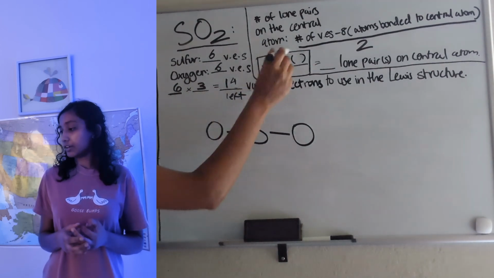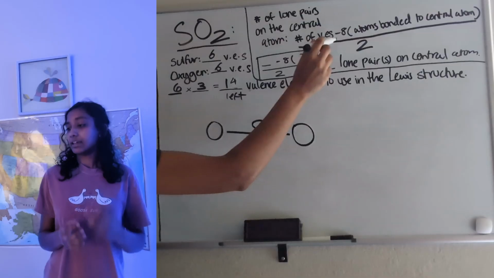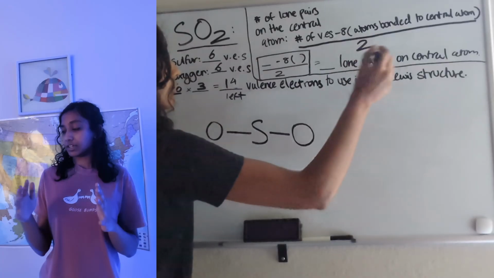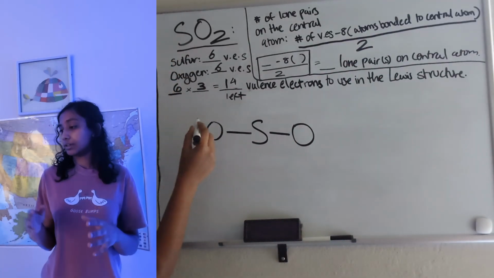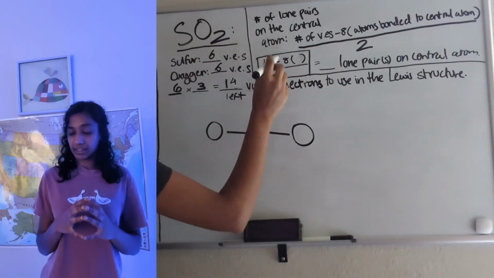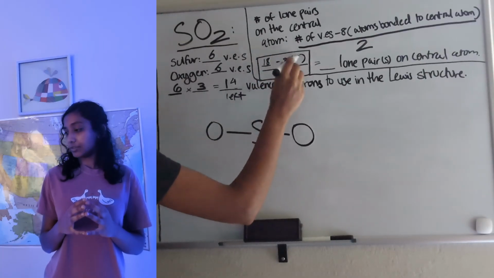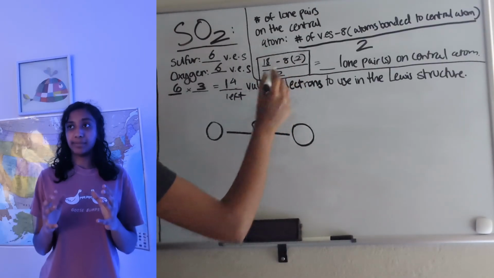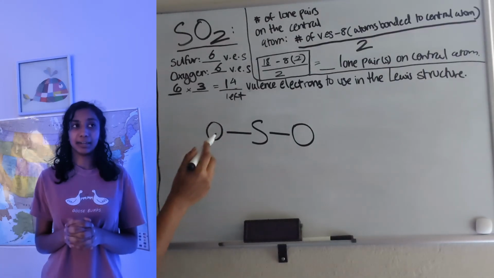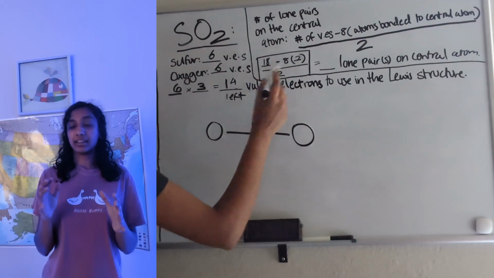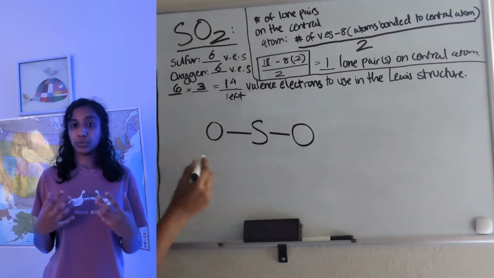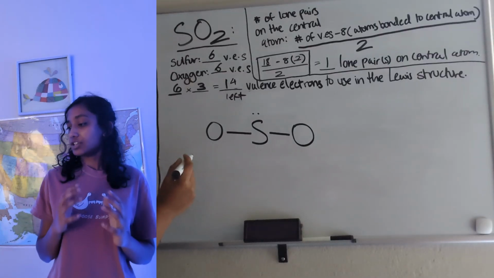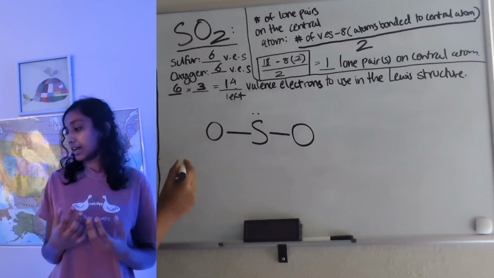To find the number of lone pairs, we use the formula: the number of valence electrons minus 8 times the number of atoms bonded to the central atom, all of that divided by 2. The total number of valence electrons is 18, and the number of atoms bonded to sulfur, the central atom, is 2. 18 minus 2 times 8 is 2. 2 divided by 2 is 1, so there's 1 lone pair on sulfur. We divide 2 by 2 to get 1 lone pair on the central atom.